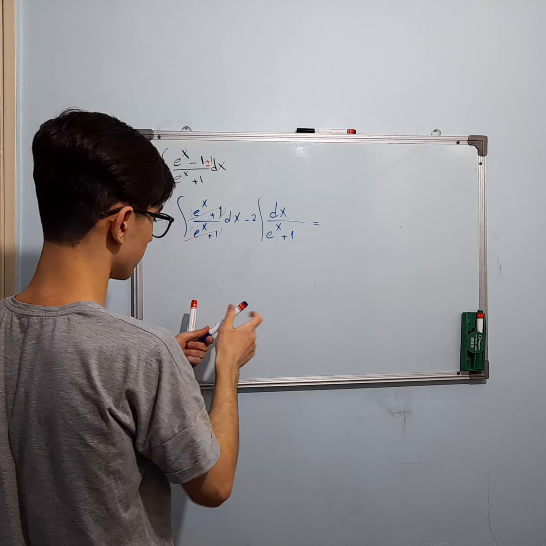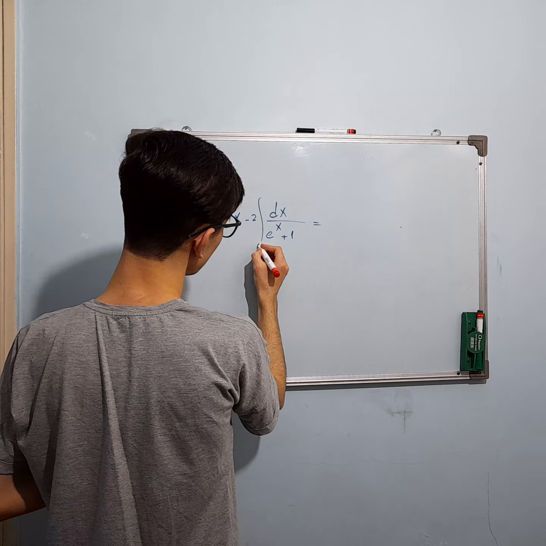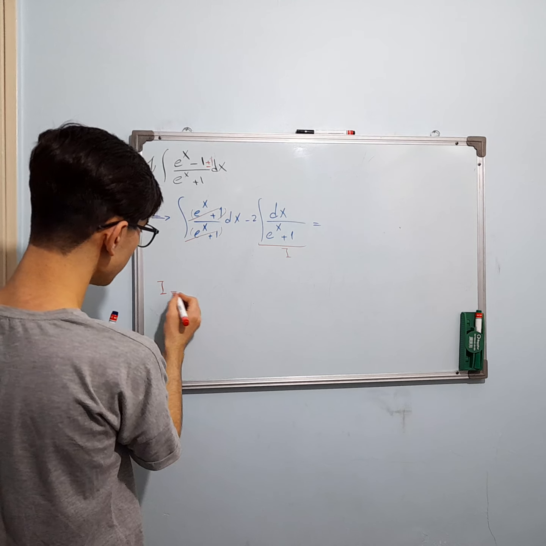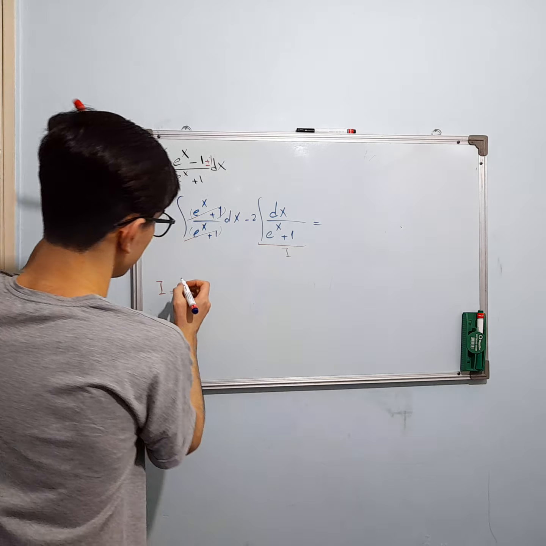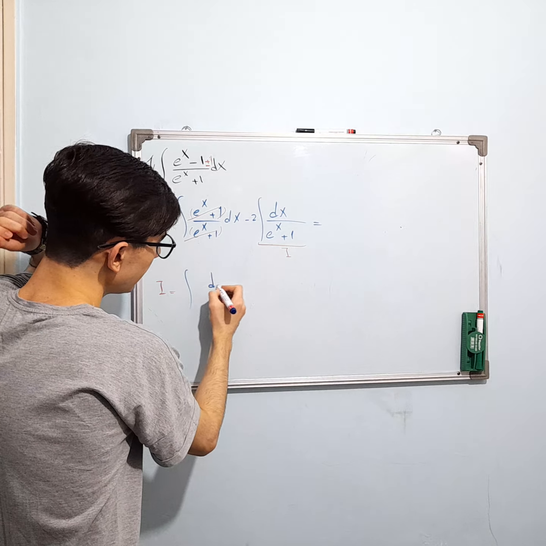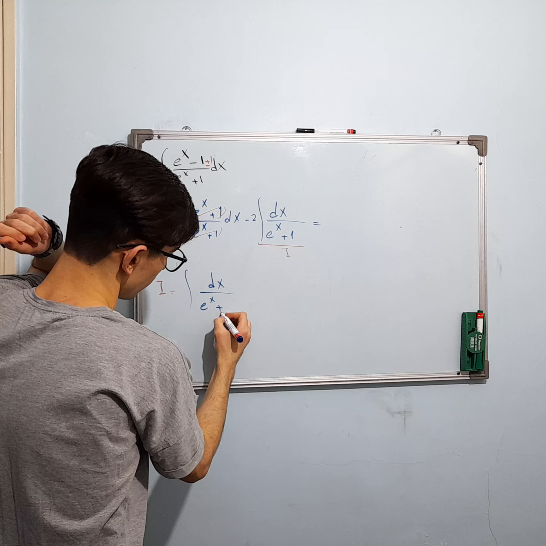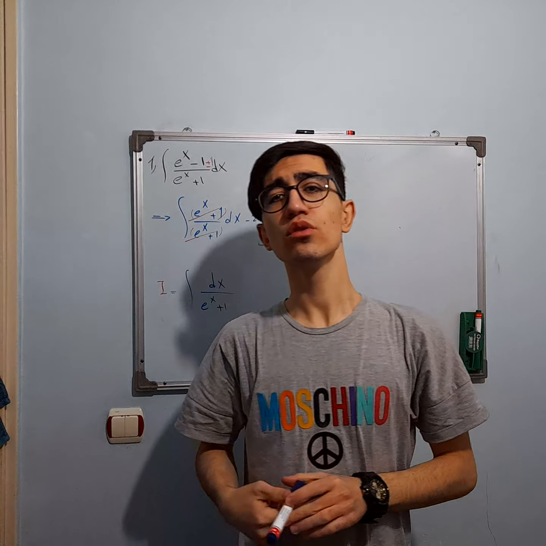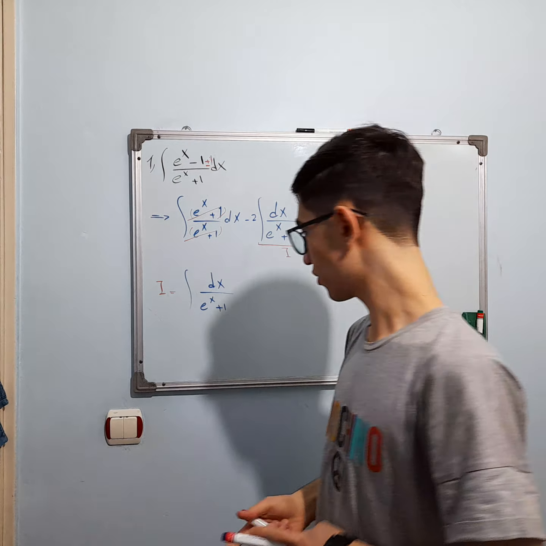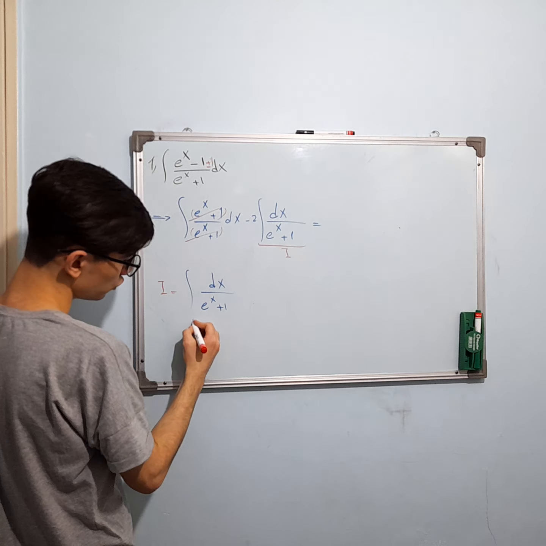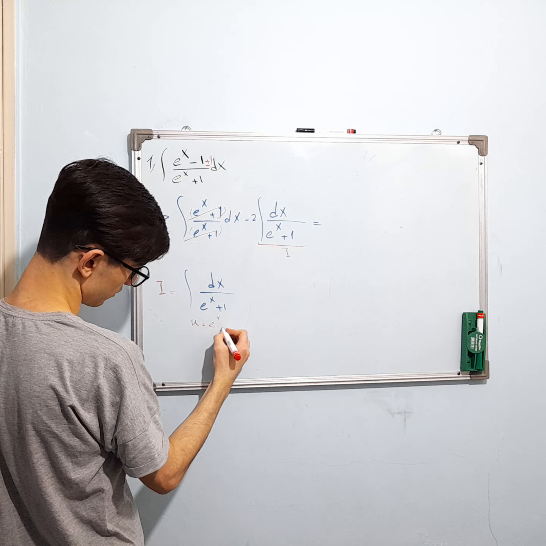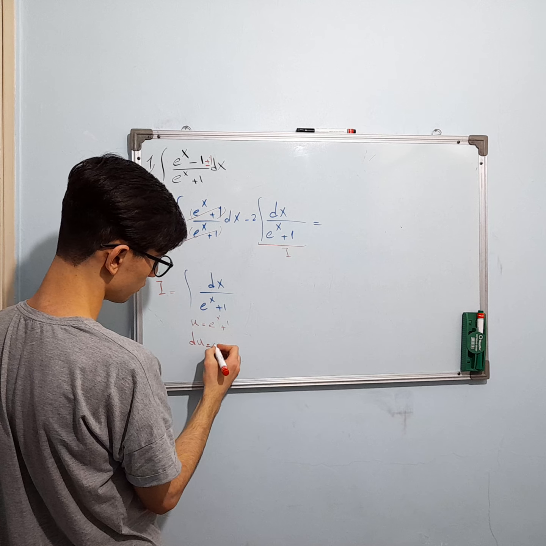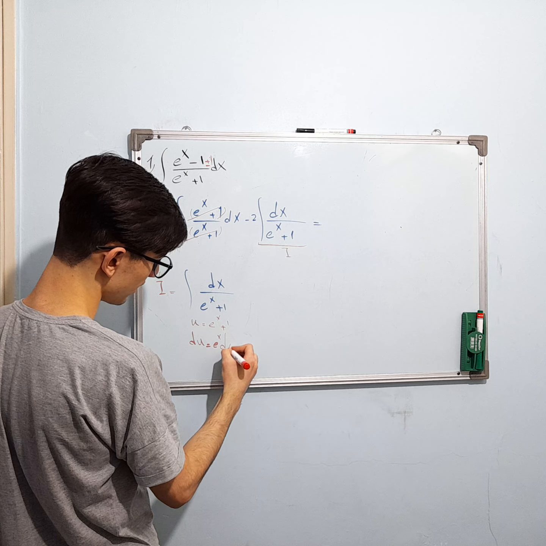But here, see the integral of dx over e to the x plus 1. I call it I, and I'm going to look for the answer. In here, we need to use the u substitution. How? If I take u as e to the x plus 1 and I differentiate both sides, du equals e to the x dx.